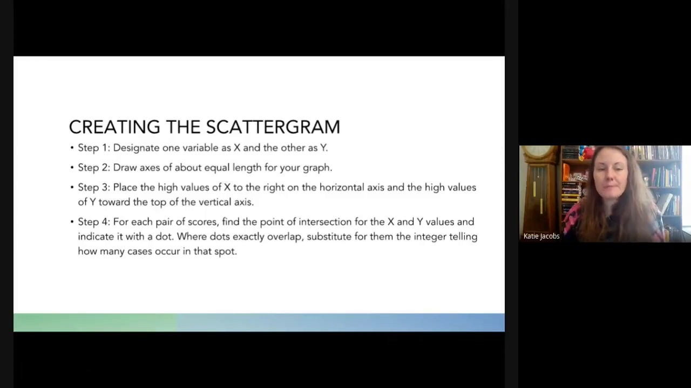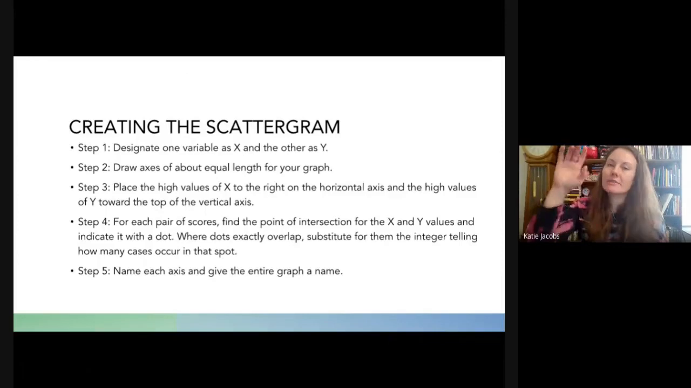So step 4, for each pair of scores, you're going to find the point of the intersection for the X and Y values and indicate it with a dot. Where the dots exactly overlap, you're going to substitute them for the integer telling how many cases occurred in that spot. So if you have 3 participants that have the same exact values for X and Y, you wouldn't have a dot there. You'd put the number 3 there instead. Step 5, you're going to name each of your axes, and then you're going to give your entire scattergram a name.